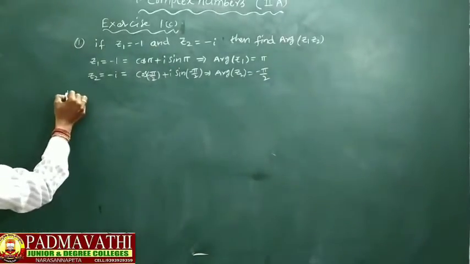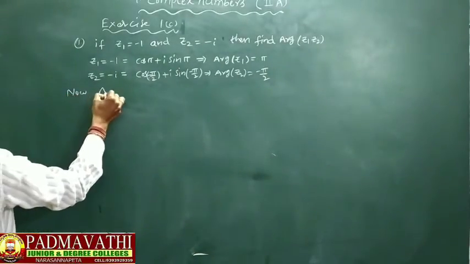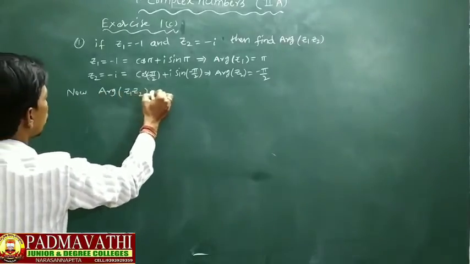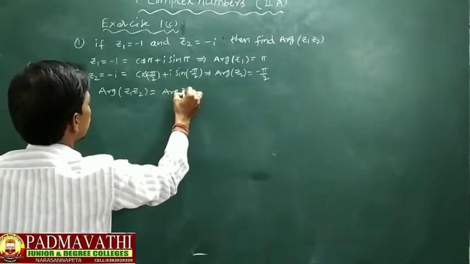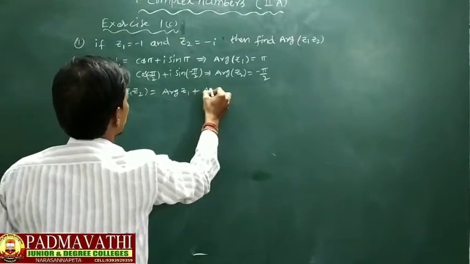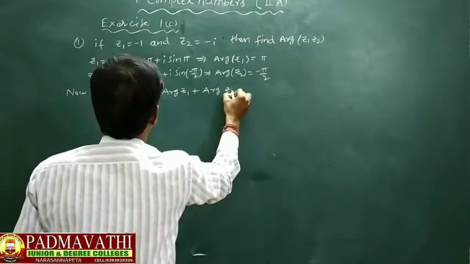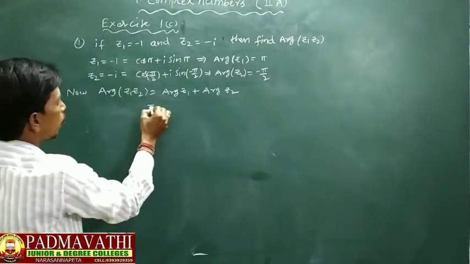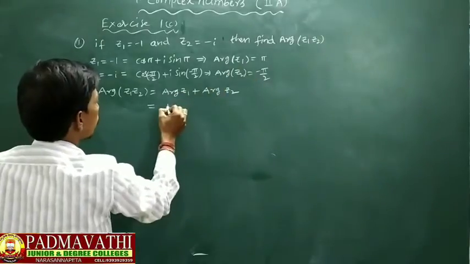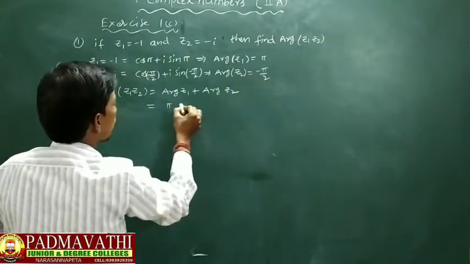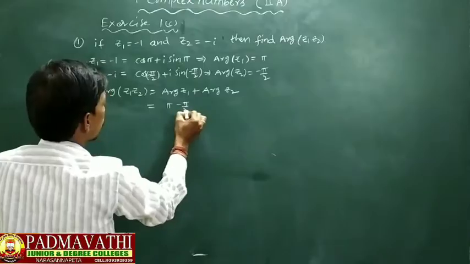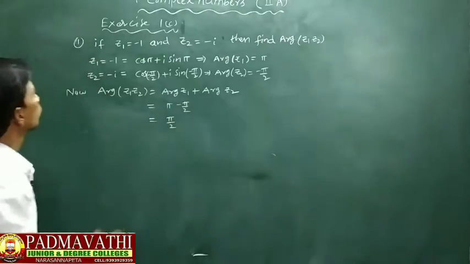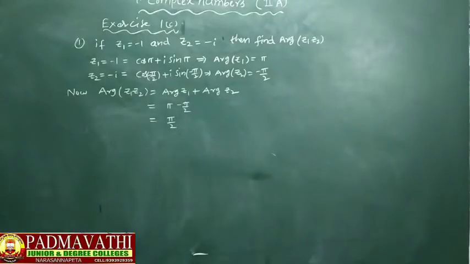Now arg(z1 z2) equals arg z1 plus arg z2. That is the formula: multiplication becomes plus. So arg z1 equals pi, arg z2 equals minus pi by 2. So that is the answer: pi minus pi by 2, which is pi by 2. That is the arg(z1 z2).